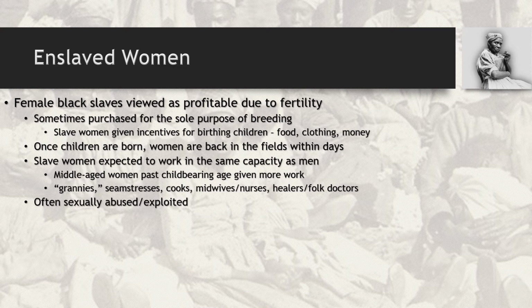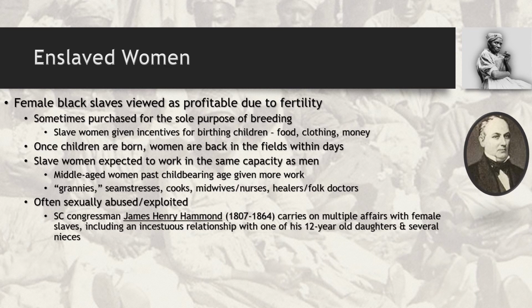And again, if you were a woman, there is a good chance you would be sexually abused or exploited at some point. One particularly horrible individual here that deserves to be discussed because of what happens to other individuals around him was actually a South Carolina congressman named James Henry Hammond. Okay? And he's known for carrying on multiple affairs with female slaves of his own, including several incestuous relationships with members of his own family, one of whom was a 12-year-old daughter of his, along with several nieces.